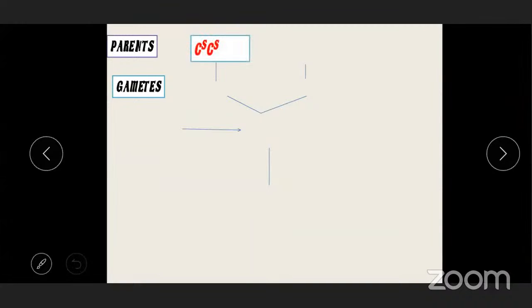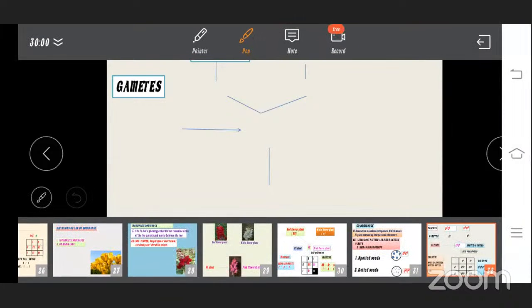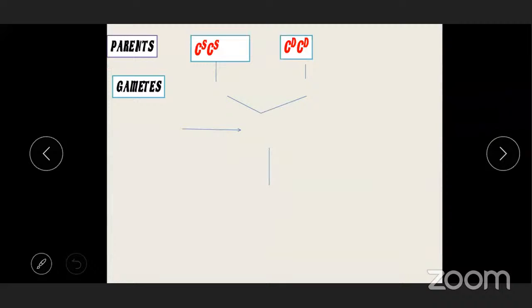First, CS means what? Spotted seeds. CD means what? Dotted seeds. Spotted seeds lentil plants are crossing with dotted seeds lentil plants. Then the gametes will be CS from the spotted seeds and CD from the dotted seeds. Both are combined together, crossed, and this F1 plant, CSCD, will be produced.